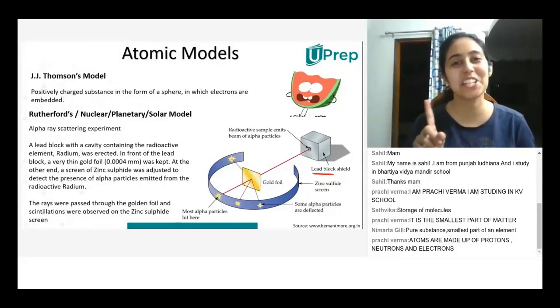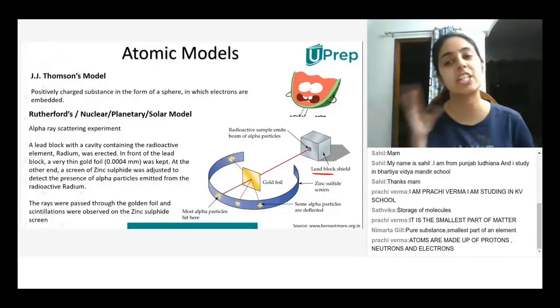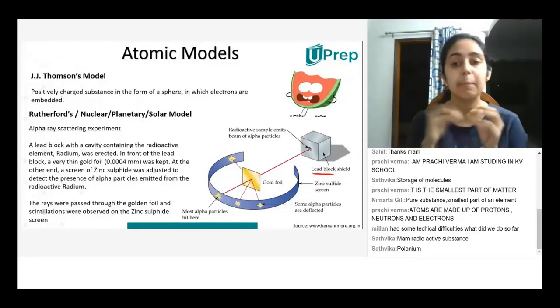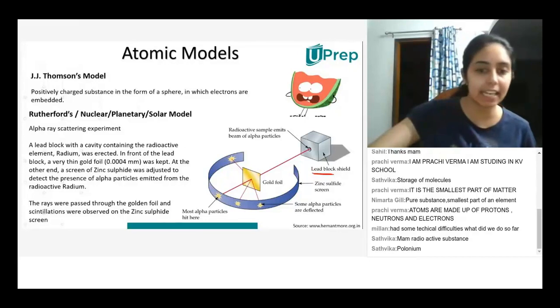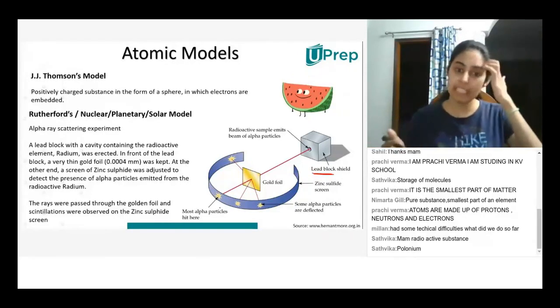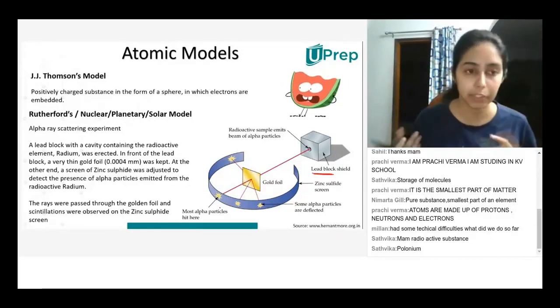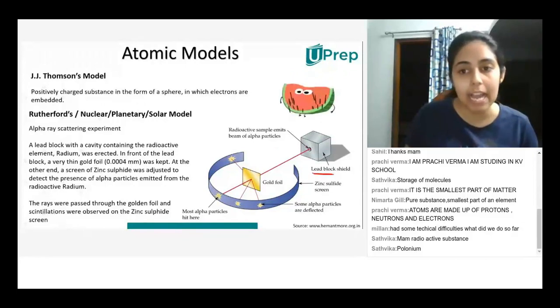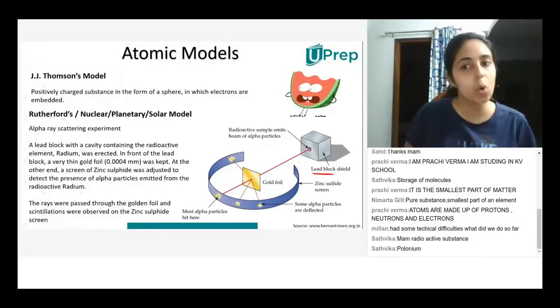Okay. You're going too much into detail. That was not my question. My question was, what is the purpose of just the block? So now we were talking about Rutherford's atomic model. What he did, he put radioactive element inside the block, and yes, polonium is an example of a radioactive element. Good. So he put radioactive element inside the block, and there is a hole inside this block.